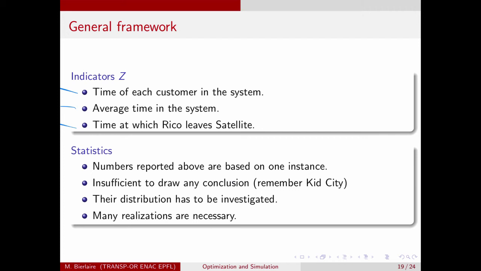Now, something to keep in mind is that the numbers that we have seen reported are based on 1 instance. And again, as we have discussed many times, this is definitely insufficient to draw any conclusion. Remember the example of Kid City that I presented in the first lecture. So what is important is the distribution of these indicators: the distribution of the time that each customer is spending in the system, the distribution of the average time in the system, and the distribution of the time at which Rico leaves the satellite.